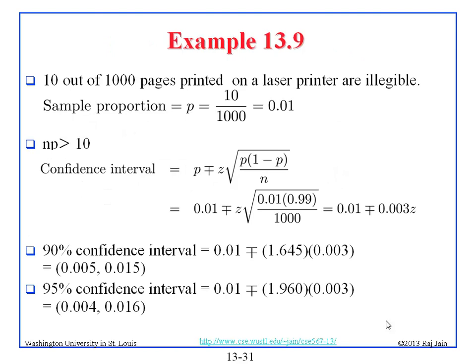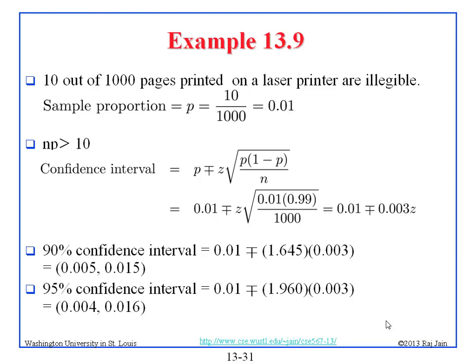10 out of 1,000 pages printed on a laser printer are illegible. So the sample proportion is 10 upon 1,000, which is 0.01. NP, N is 1,000 and P is this, so 10 actually. It turns out it is right on the boundary. It's not more than 10, it's just equal to 10.